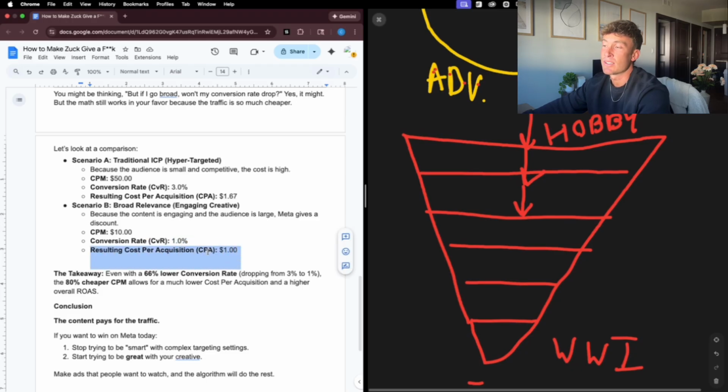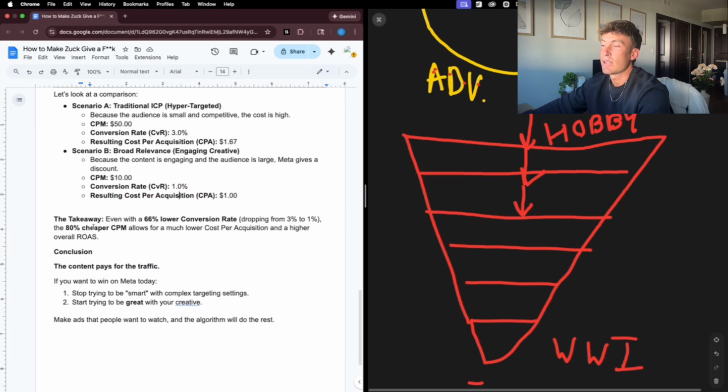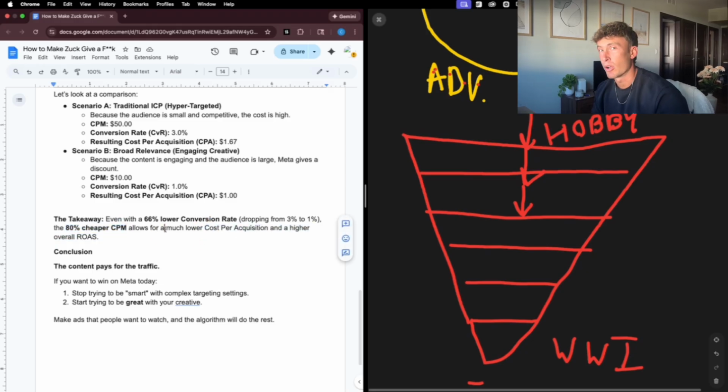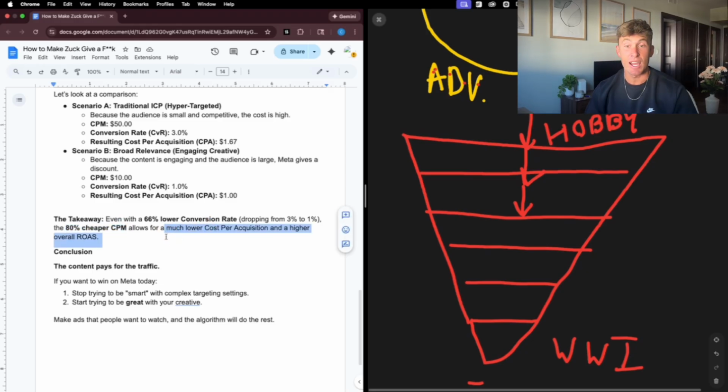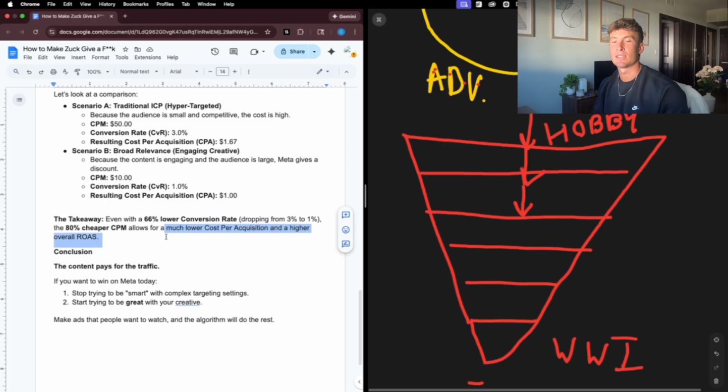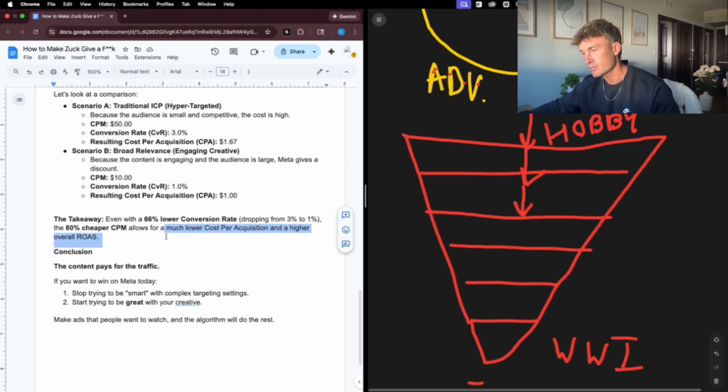Because your CPA is $1, okay? It would be $1. So even with a 66% conversion rate drop, from 3% to 1%, the 80% cheaper CPM allows for a much lower cost per acquisition and a higher overall ROAS, okay? So it's like the self-oiled machine, like the self-feeding machine, okay?